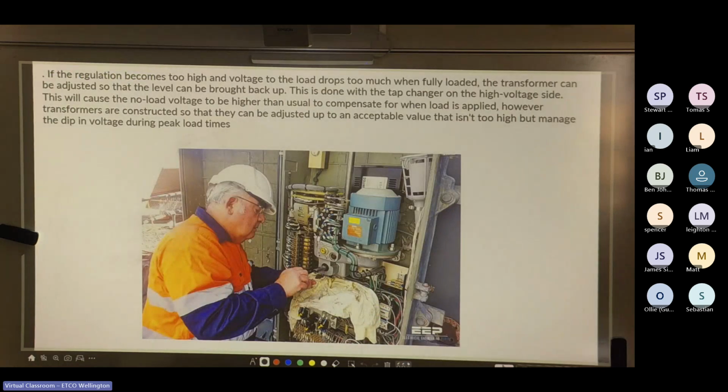Cool. So if the regulation becomes too high and voltage to the load drops too much when fully loaded, the transformer can be adjusted so that the level can be brought back up. This is done with the tap changer on the high voltage side. This will cause no load voltage to be higher than usual to compensate for when load is applied. However, transformers are constructed so that they can be adjusted up to an acceptable value that isn't too high, but manage the dip in voltage during peak load times.